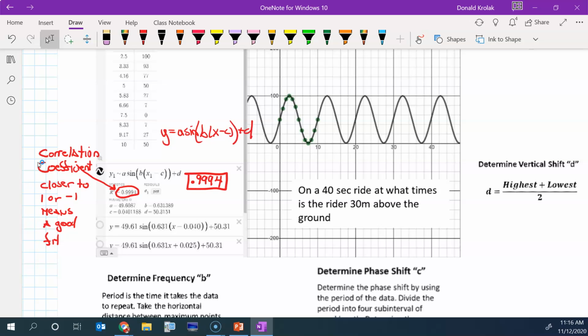But if I said, hey, I don't want it like that, I want it like this: a sine BX minus C plus D. I want it to look like that. Like when you're doing this on Math Excel, it wants the equation to look like this, not the way that we did it. Well, it's really easy to do.